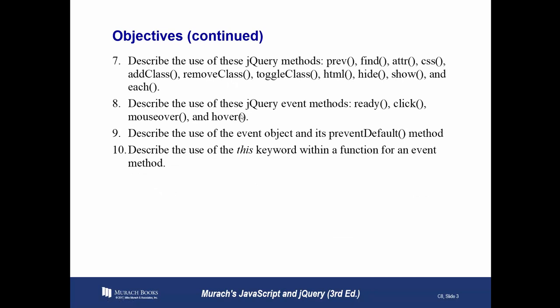Describe the use of the following jQuery methods: prev, find, attr, css, add class, remove class, toggle class, html, hide, show, and each. Describe the jQuery event methods: ready, click, mouse over, and hover. Describe the use of the event object and how to use the prevent default method. Finally, describe the use of the this keyword within a function for an event method.